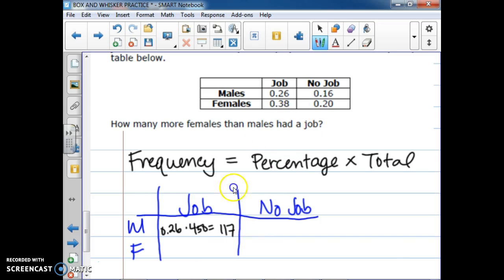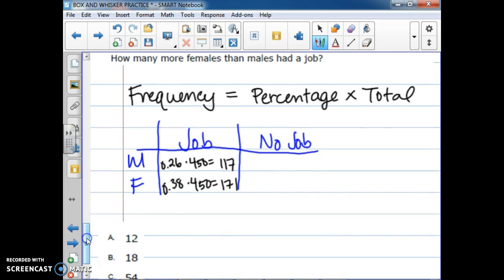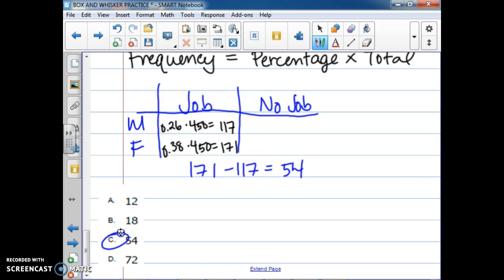All right, now I'm going to do the females that had a job. That's going to be 0.38 times 450, which will give me 171. Okay, so now I know the total number of females that had a job, and I know the total number of males that had a job. My question is asking how many more females than males had a job. So now I need to subtract these two values. 171 minus 117. Okay, that's going to give me 54. So there were 54 more females with jobs than males.